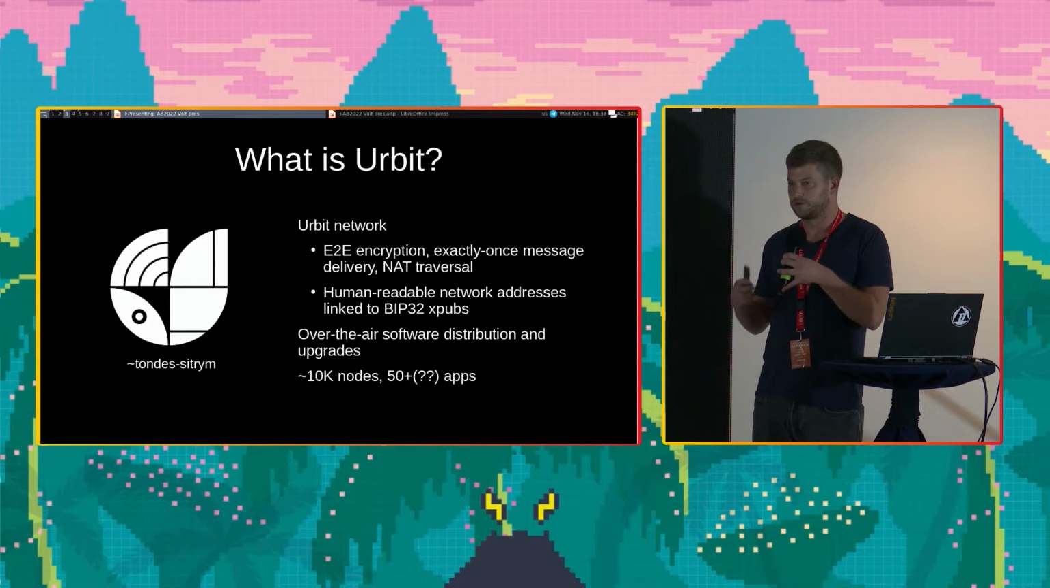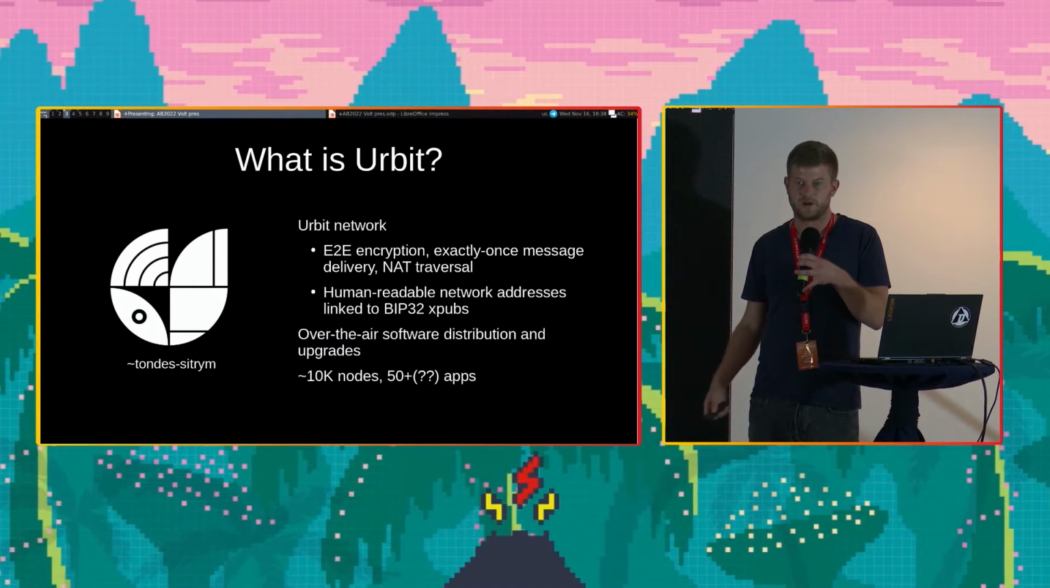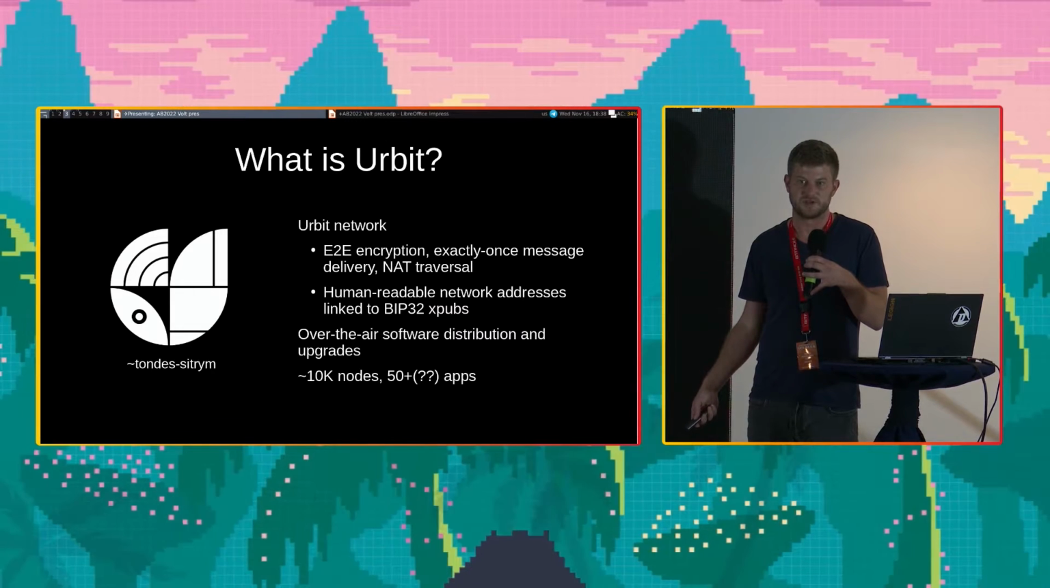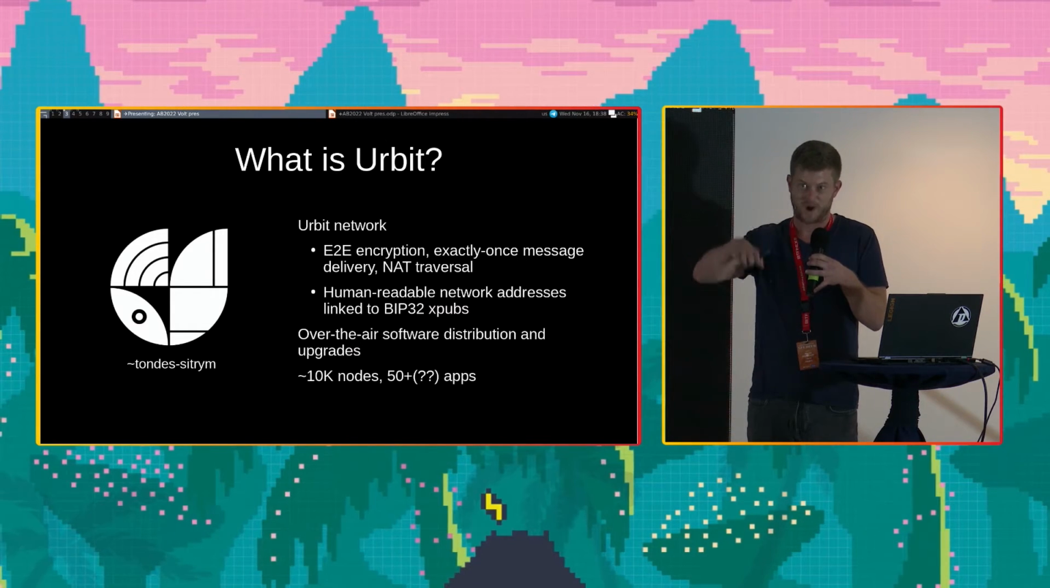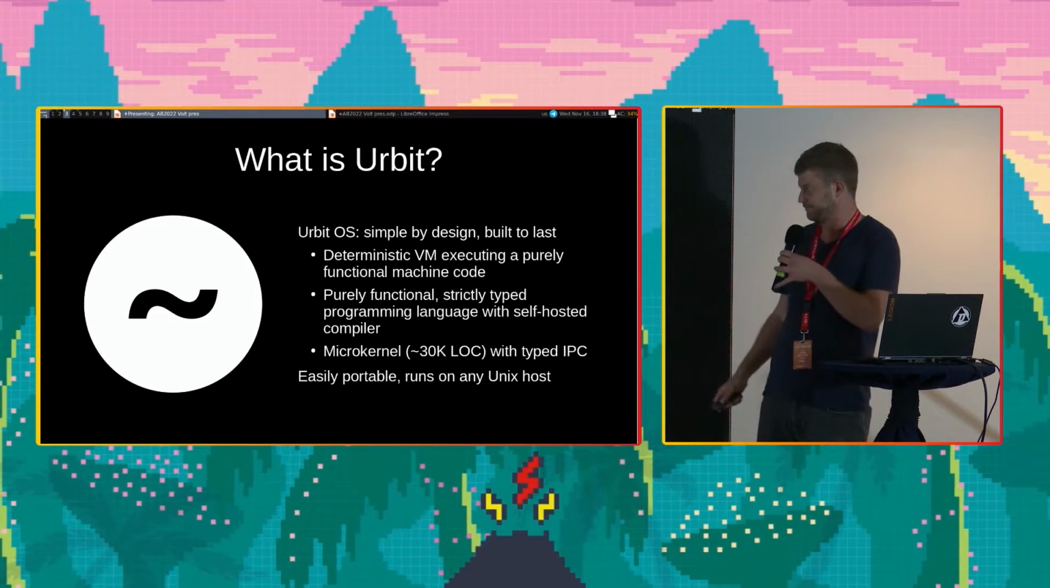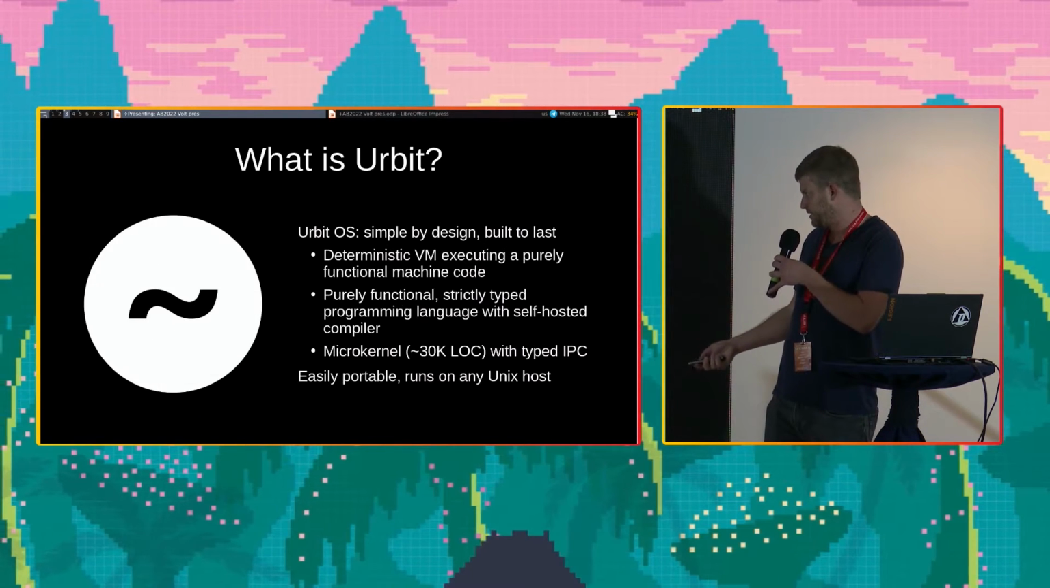And over this network, you can do over-the-air software distribution and upgrades. So installing an app written by another user is as easy as searching them and seeing what apps they advertise themselves as distributing. Click, install, that's it.